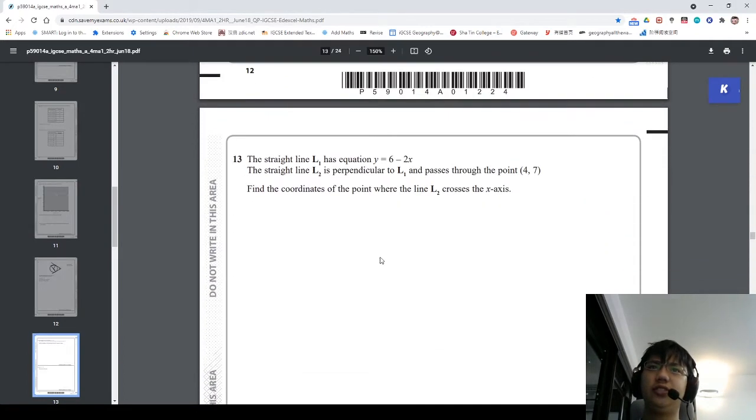For question 13, the straight line L1 has equation y equals 6 minus 2x. The straight line L2 is perpendicular to L1 and passes through the point (4, 7). Find the coordinates of the point where L2 crosses the x-axis.